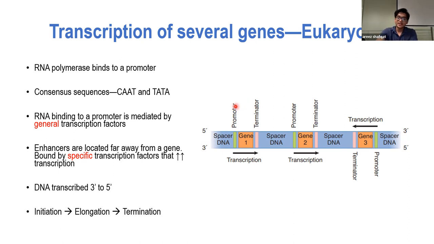Then there are regions of DNA called enhancers, and these are located far from the gene. So promoters are located next to the gene, and an enhancer might be located very far from the gene. These regions called enhancers are bound by things called specific transcription factors, and these increase transcription. So general transcription factors increase transcription and gene expression by a little amount. Specific transcription factors increase gene expression by a lot. You will learn this more when you discuss regulation of gene expression.